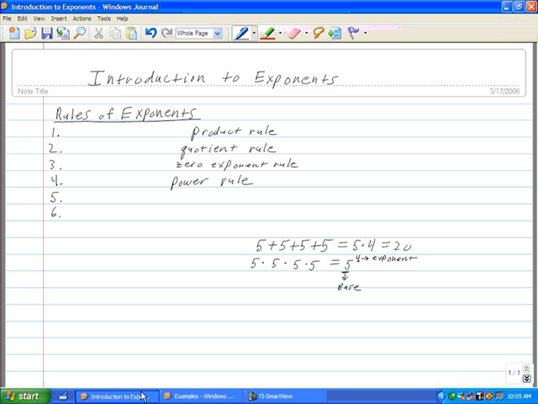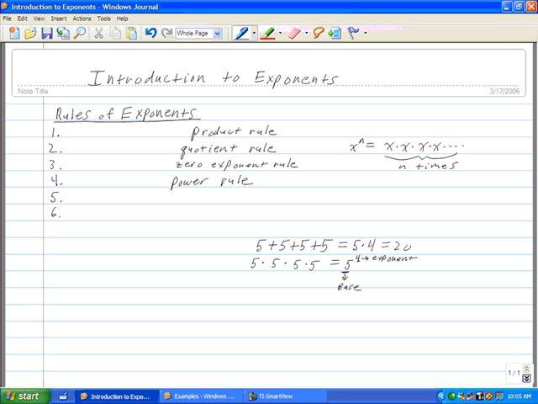Alright, now, let's come up with a more formal definition here. When you say x to the n power, and you're trying to define what that means, that simply means x multiplied by itself, and how many times? Well, n times. So that is the way we typically will define exponential notation.